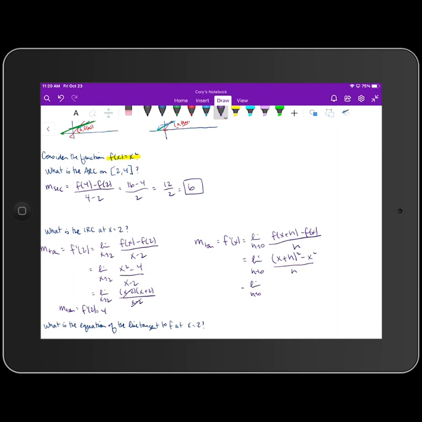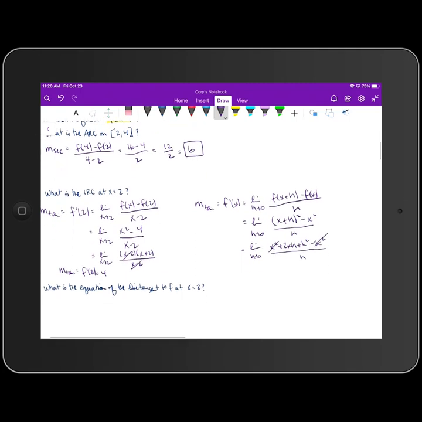So I'm going to simplify the numerator here. When I expand out x plus h squared, we get x squared plus 2xh plus h squared minus x squared all over h. And we can get rid of those x squared terms.